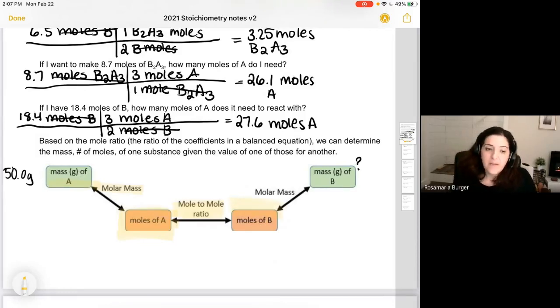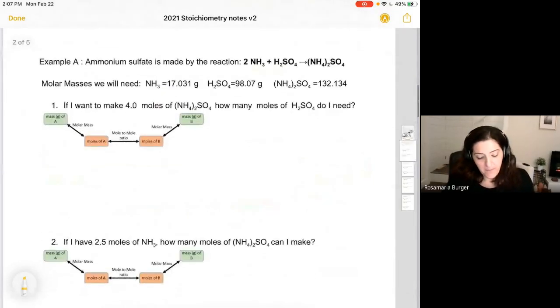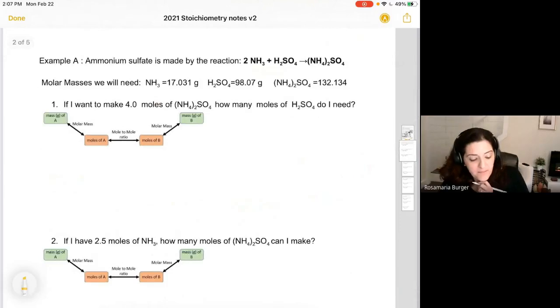Now that I know how many moles of substance B I have, I can use its molar mass to get me to mass of substance B. Okay, so we're going to try some of these with some examples. Okay, so example 1, example A, I guess.